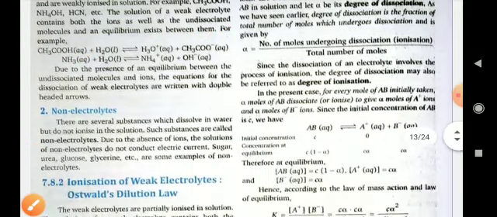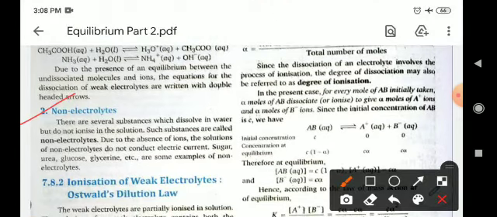Second, non-electrolytes. The substances which cannot carry charge in aqueous medium are known as non-electrolyte substances. For example, urea, glucose, and glycerine are some examples of non-electrolytes.